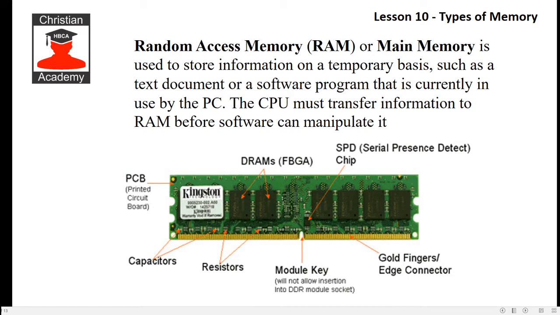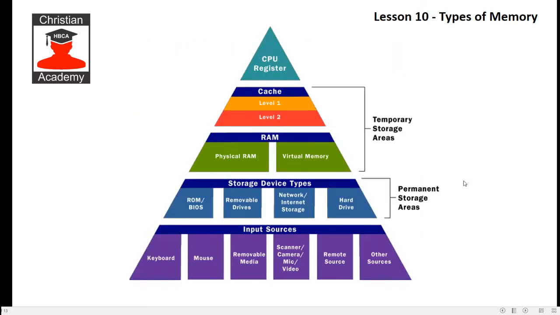When you turn the computer off, it's gone. The CPU must transfer the information to the RAM before software can manipulate it. So the central processing unit transfers it to the RAM, and that's basically the main crux of it.